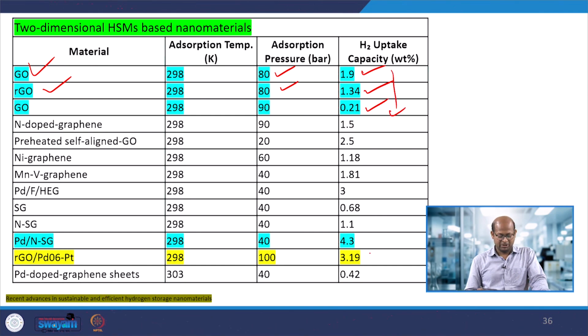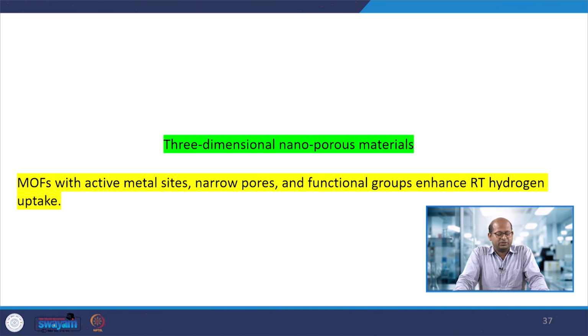Okay, and when different types of platinum, palladium or other materials were impregnated, the storage amount of hydrogen slightly increased, but at the same time the absorption pressure also increased. So depending upon the materials and absorption pressures, the quantity of hydrogen uptake will increase or decrease, and depending upon the temperature at which we are observing.